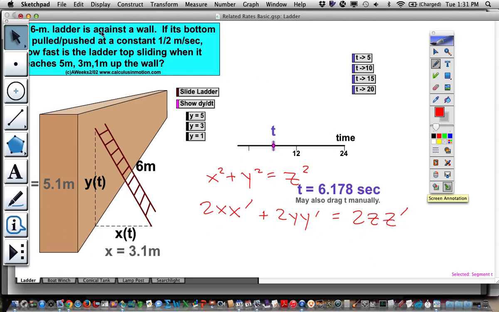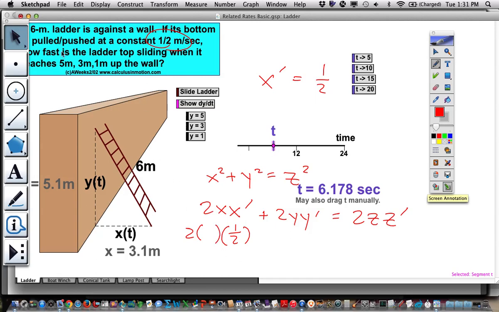Now it says we have a 6-meter ladder against the wall. Its bottom is pulled or pushed at a constant 1/2 meter per second. So let's say we're pulling it out. So what is the 1/2? 1/2 meter per second. Wouldn't that be x prime? So that'd be the rate that x prime is changing. So that would go right there. Okay? We got 2 right there.